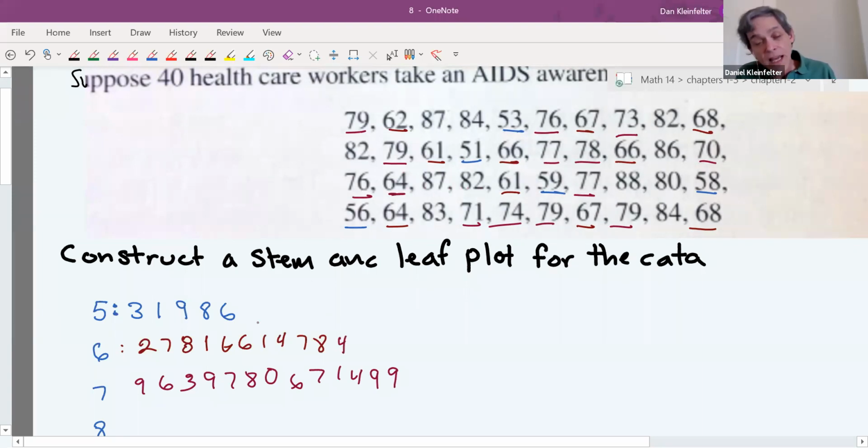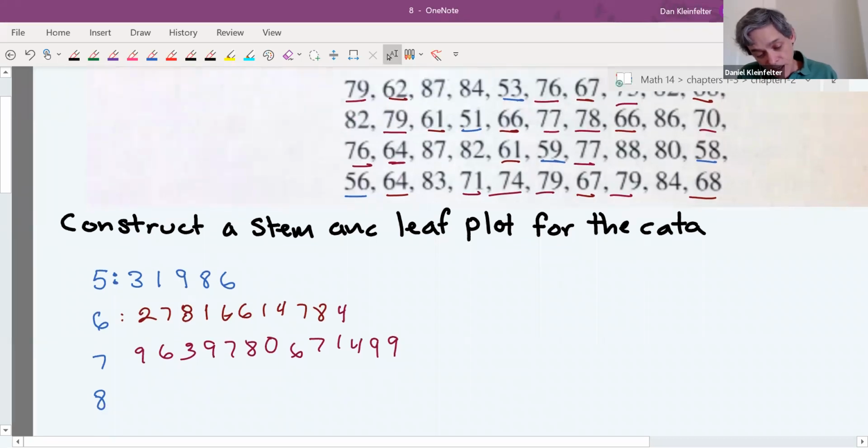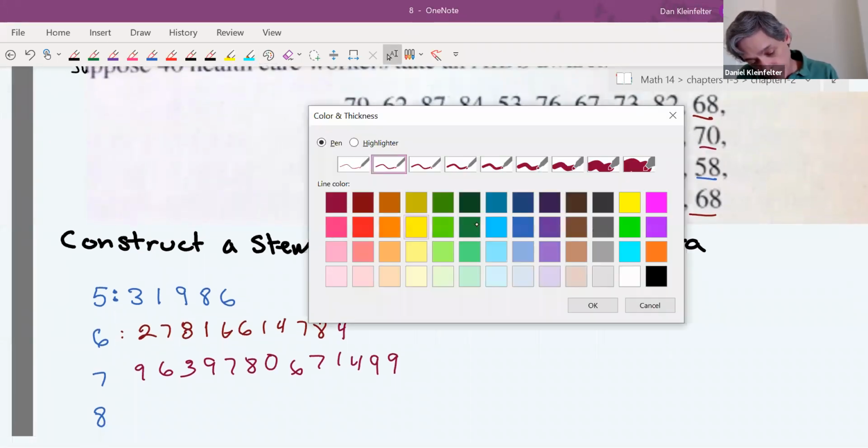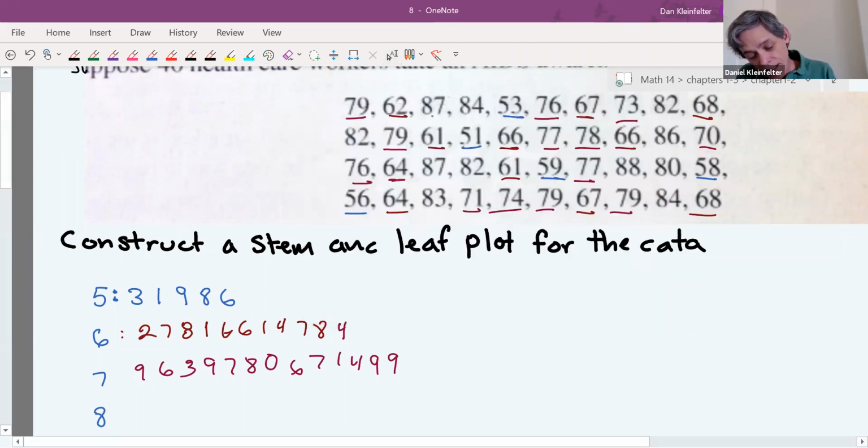Okay, I've done that. And then finally, all of the 80s. So for the 80s, there's an 87 and 84. And then an 82. And then another 82 in the second row. 86 in the second row. Third row has 87 and 82. And then 88 and 80. Then 83 and 84.